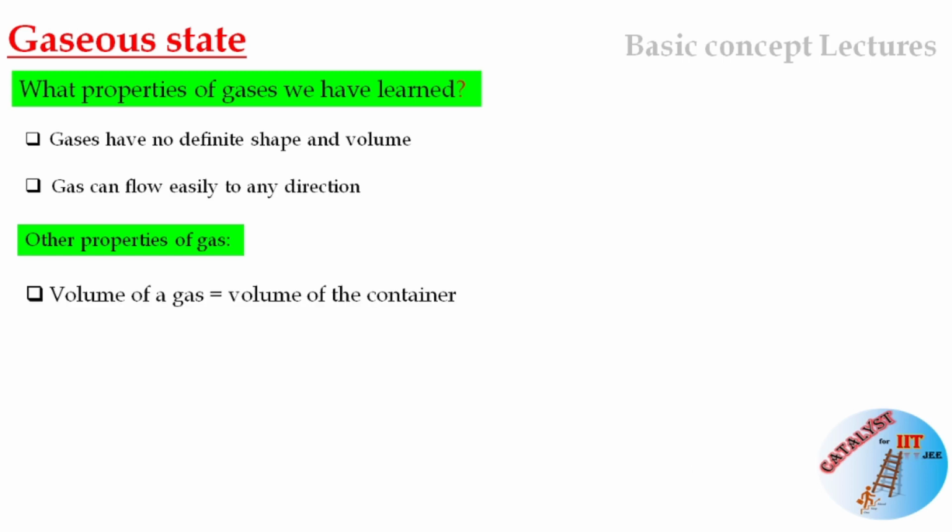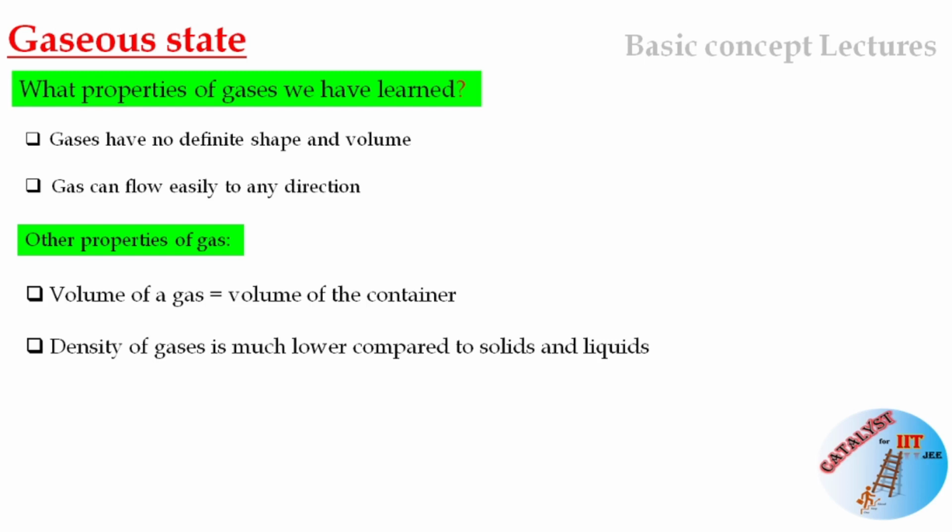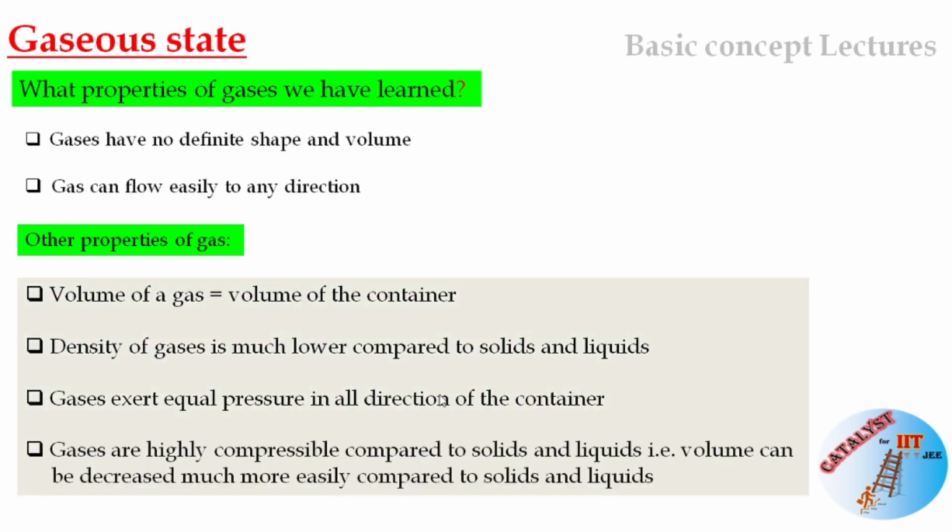First one is the volume of a gas is equal to the volume of the container. Second, the density of gases is much lower compared to solids and liquid. Third, gases exert equal pressure in all directions of the container. Also, the gases are highly compressible. Compressible means the volume of a gas can be decreased much more easily compared to solids and liquids. So the gases are highly compressible compared to solids and liquids.